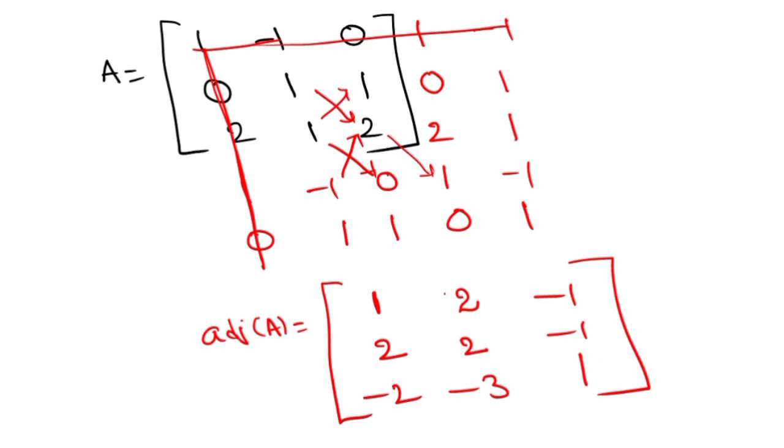Okay. So this is another method, the second method. This is the second method to find the adjoint of it. There are two methods. Whatever you like, you follow. I'll show you this for another example.